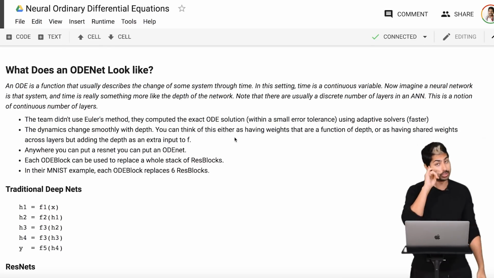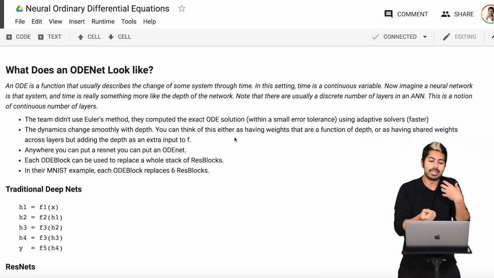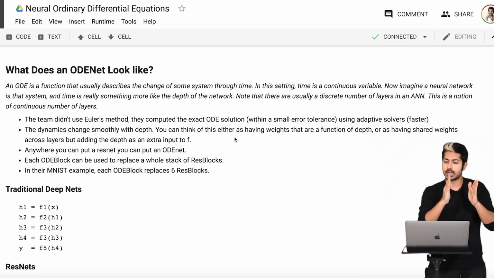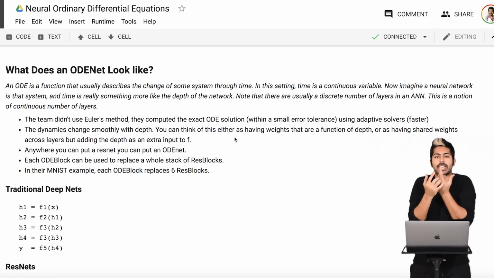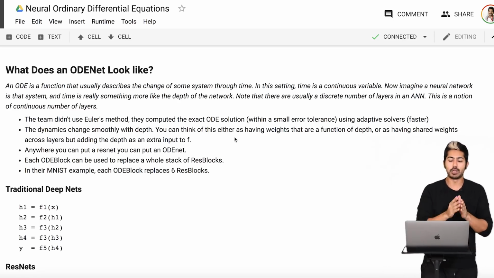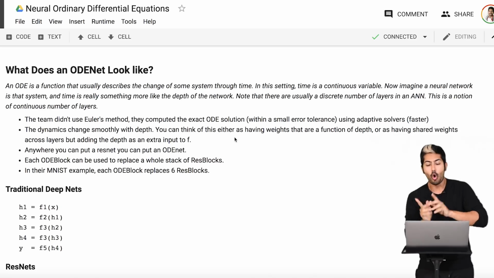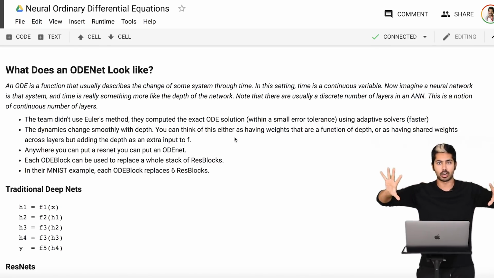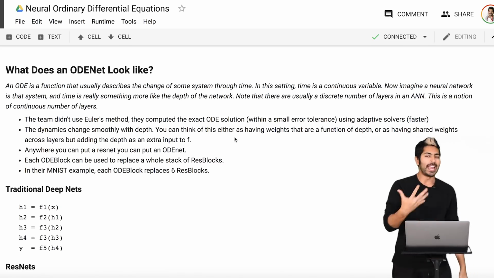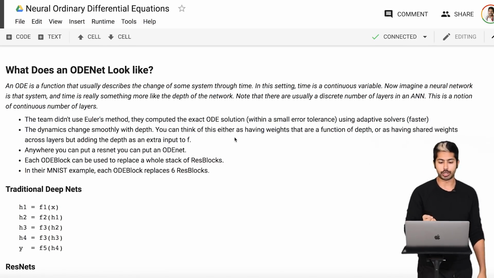So what happens then if we do that is that time really becomes something more like the depth of the network. And note that there are usually a discrete number of layers, but in this case, there's a continuous number of layers. So we can either think of this as having weights that are a function of the depth, or as having shared weights across layers, but adding the depth as an extra input to F. So anywhere you can put a residual network, you can also put an ODE network, and each ODE block can be used to replace a whole stack of res blocks.